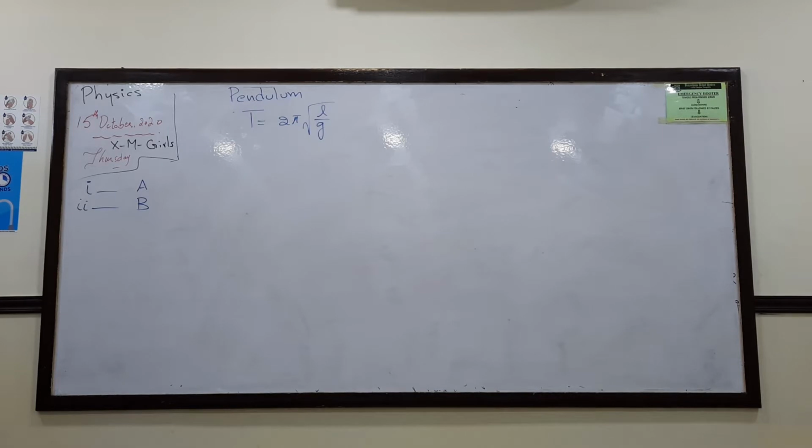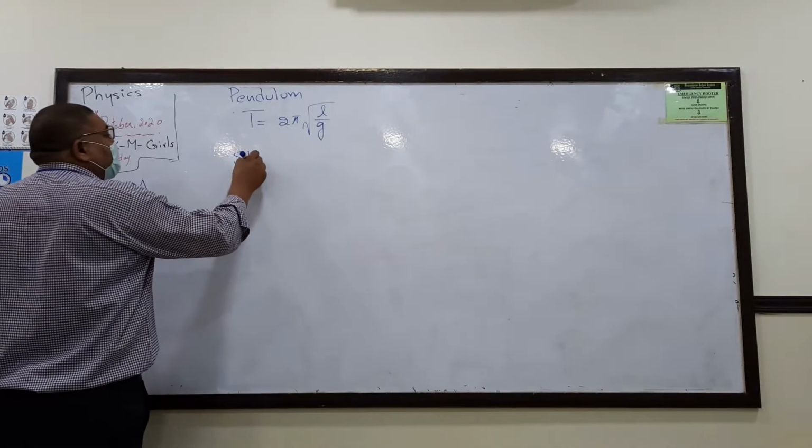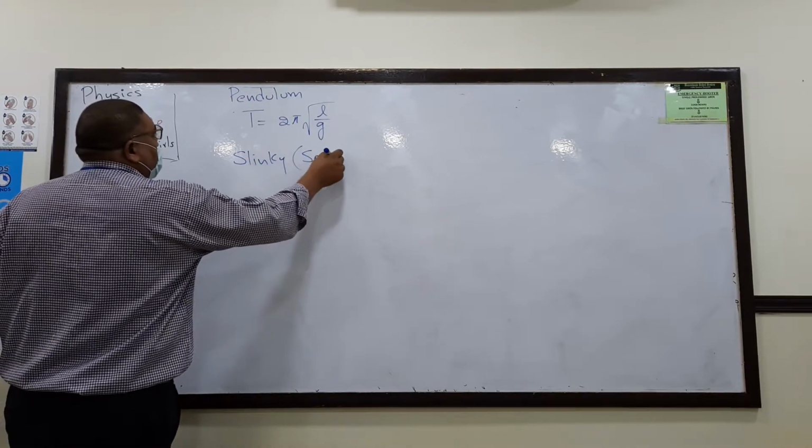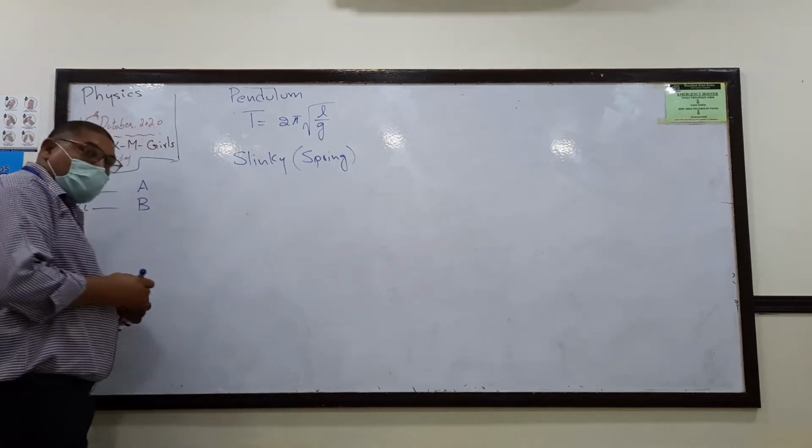Now please read the third one. Which of the following devices can be used to produce both transverse and longitudinal waves? Okay, for this purpose, we have a very famous example. We call it Slinky. It's a spring basically. Slinky is basically a very flexible spring.